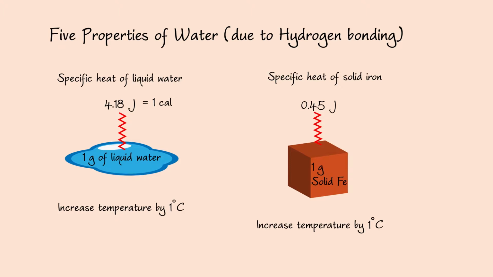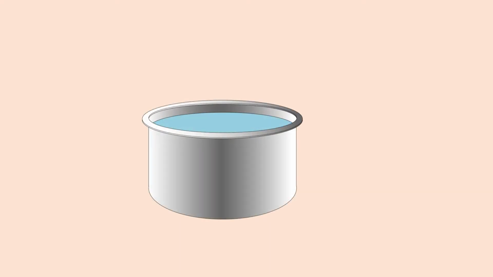When water is heated, most of the heat energy is used to break hydrogen bonds rather than increase water temperature. In summary, it takes much less heat energy to raise the temperature of solid iron than liquid water. This phenomenon can be observed when you heat water in an iron pot. After heating the pot briefly, you will notice that the pot becomes extremely hot and the water is only lukewarm.